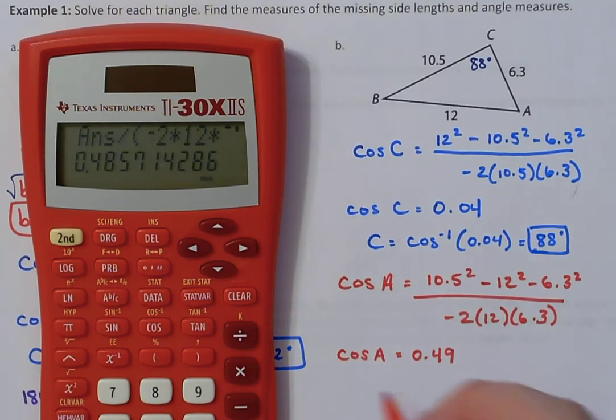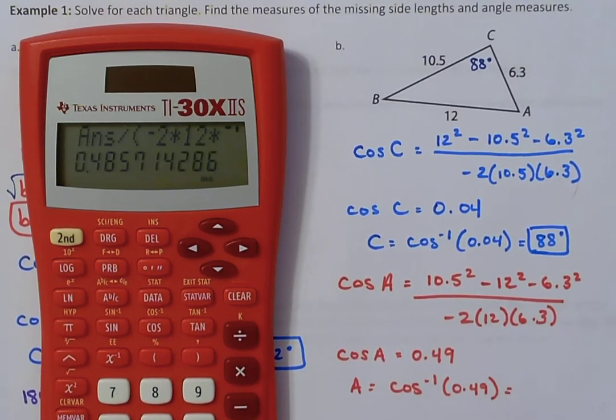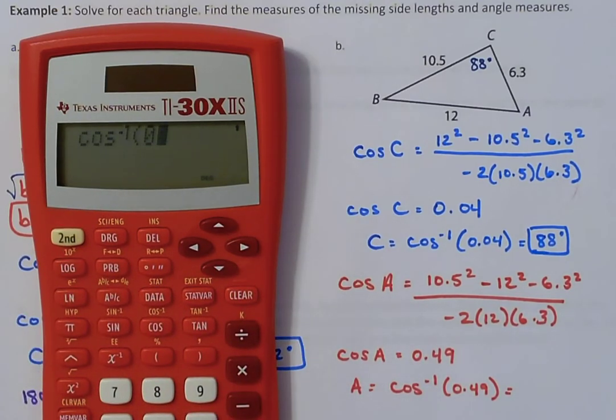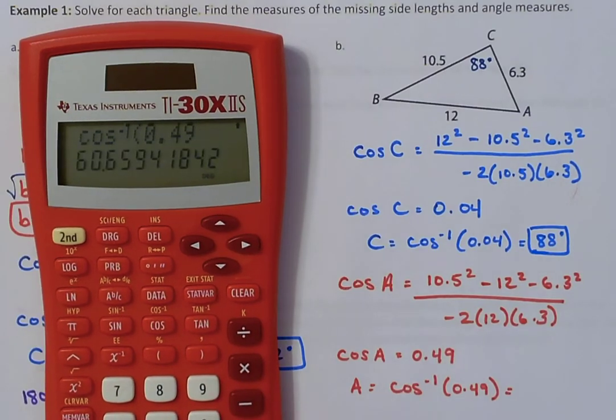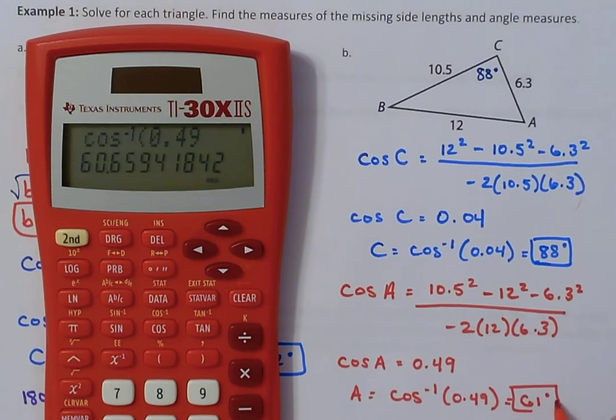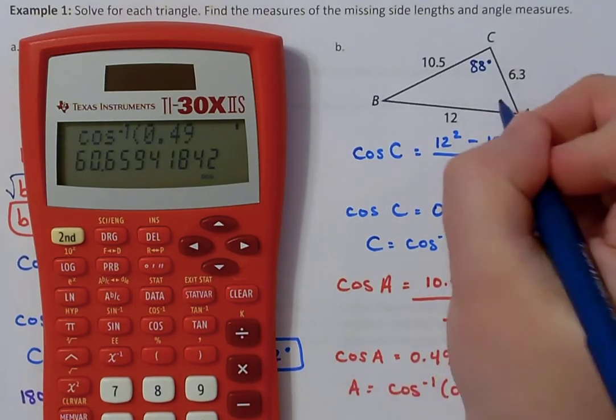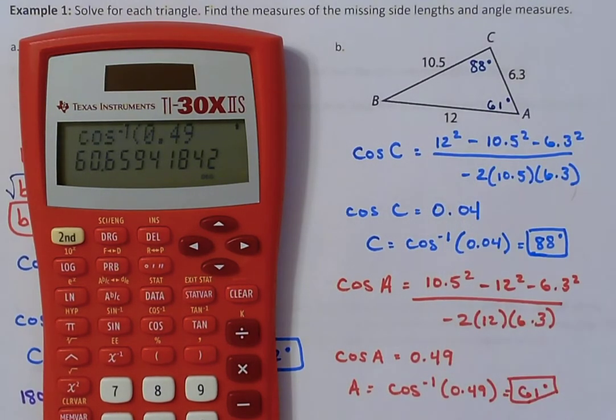To figure out the measure of angle A, we're going to take the cosine inverse of 0.49, second cosine 0.49, and that tells us the measure of angle A is 60.659, so we're going to round that up to 61 degrees. Now that I know the measure of angle A is 61 degrees, that successfully tells me 2 out of 3 of the angles.